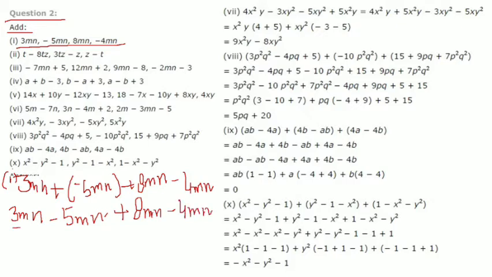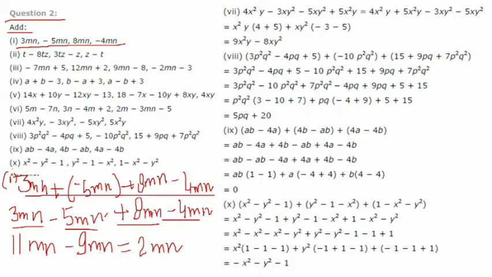Now 3 is positive, 8 is positive, 8 plus 3 will give you 11mn. Minus 5 minus 4 gives you minus 9mn. 11 minus 9 will give you 2mn. You can do it this way, or you can just go on one after the other and then solve it.